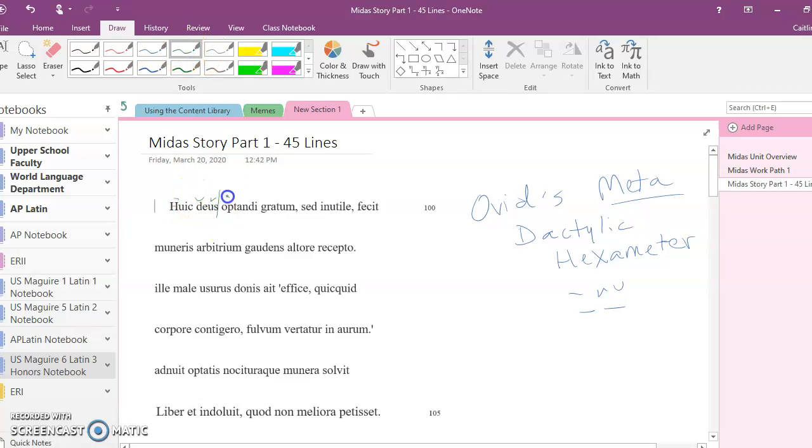Huic deus optandi gratum sed inutile fecit muneris arbitrium. Oops, that's a sloppy line. Arbitrium gaudens auctore recepto. That's a sloppy line too. Right. So I'm looking for dactyls and spondees, looking for things that make syllables long.